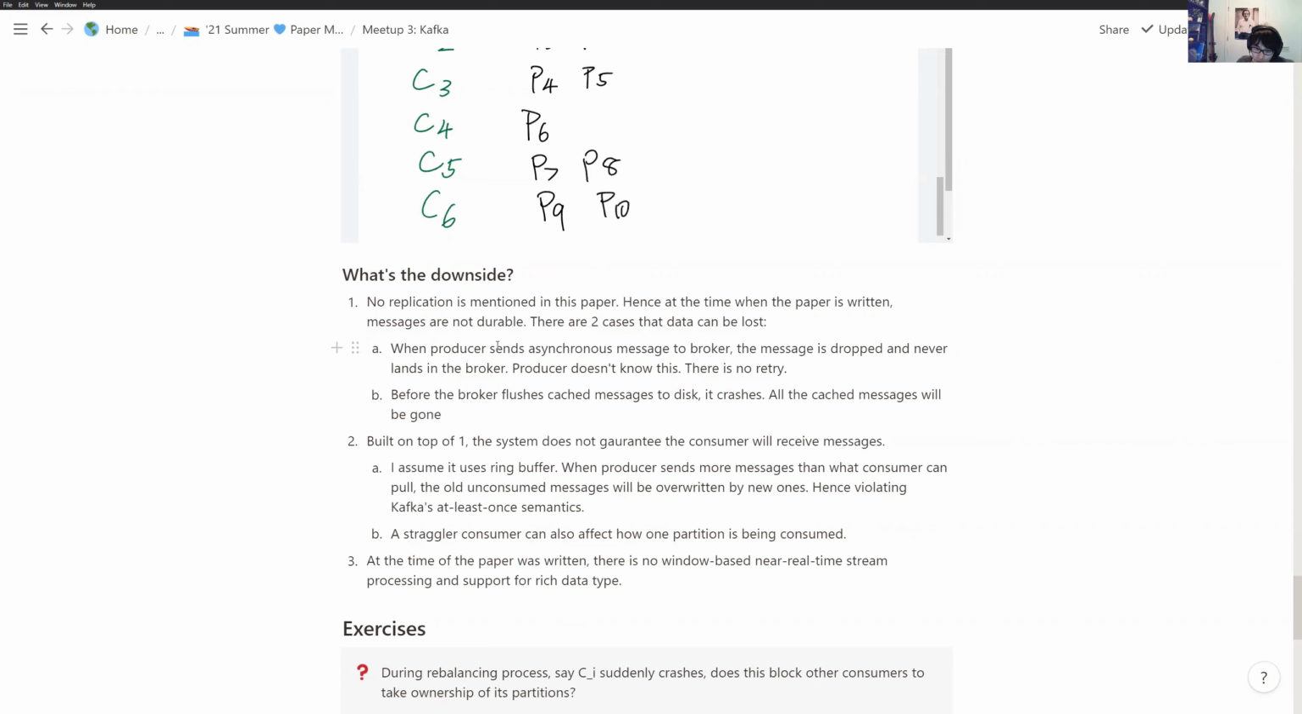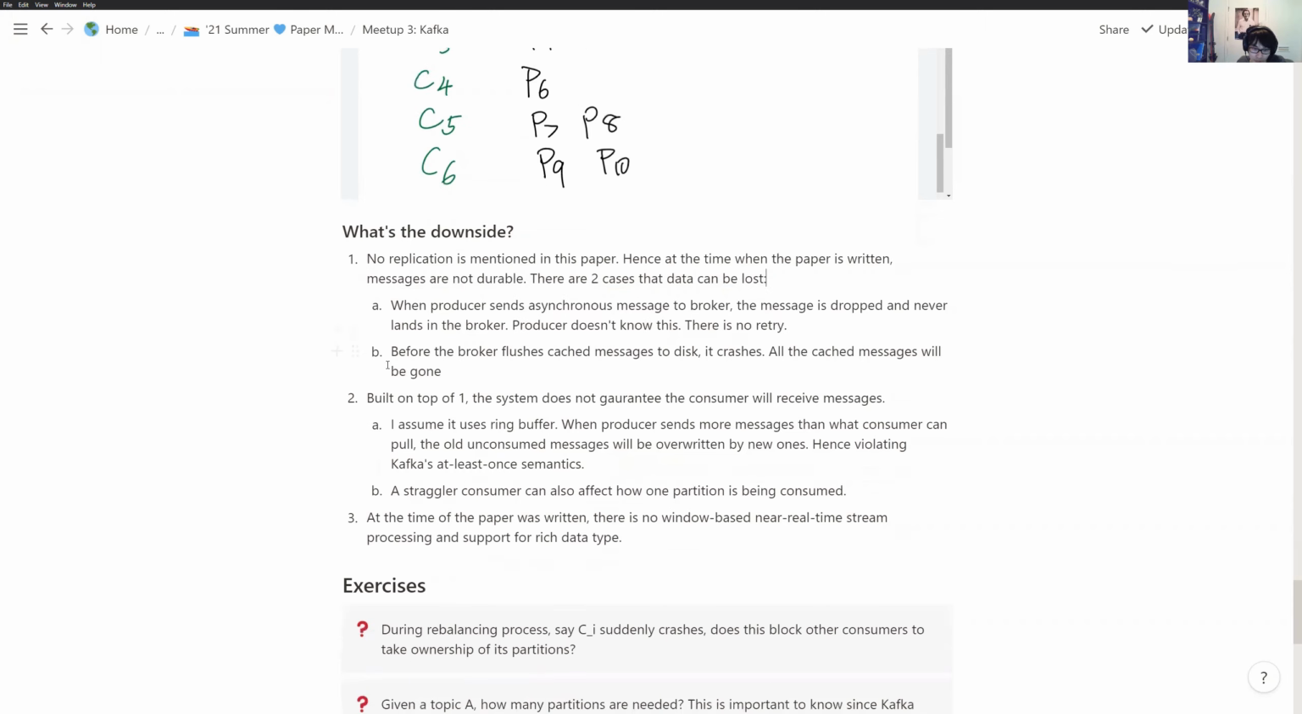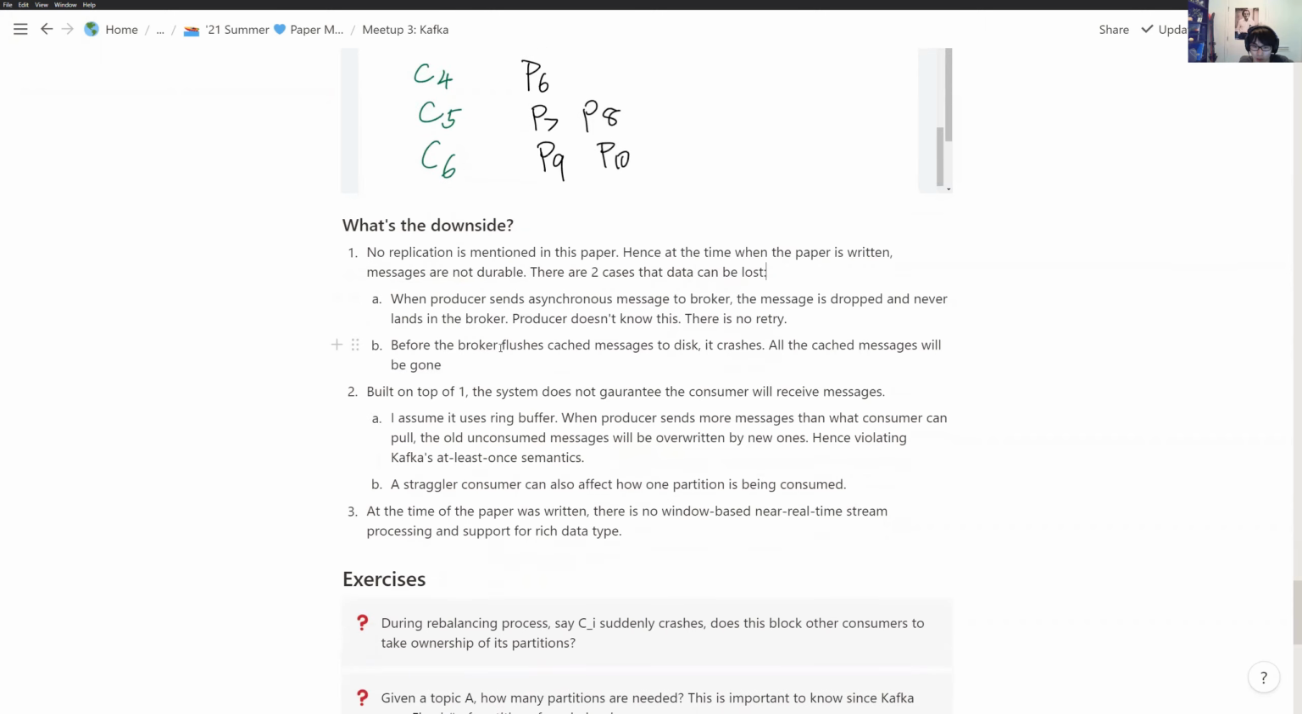The first case is when the producer sends an asynchronous message to the broker, and the message in the middle of transmitting is dropped and never lands in the broker. Then the producer doesn't know this, and there is no retry mechanism. So this message is lost. And the second point is that the broker crashes before it flushes the cached message to disk. And all of those messages in the cache will be gone, and there is no way to recover them.